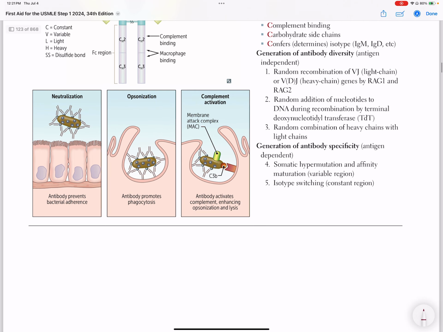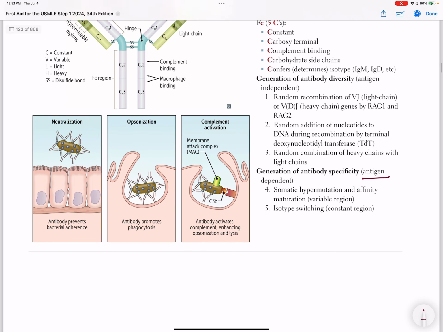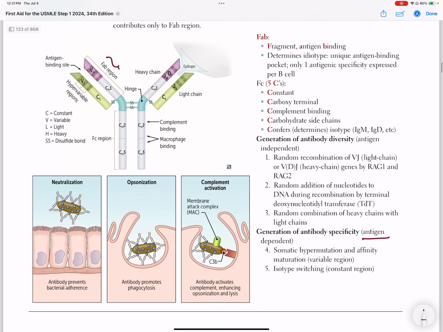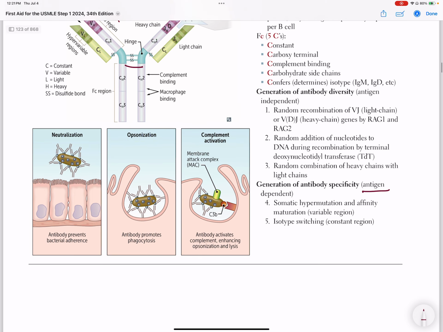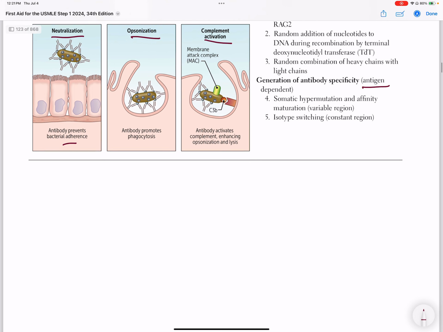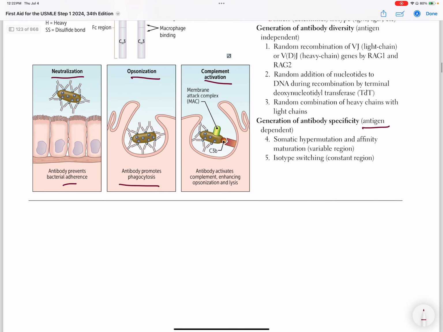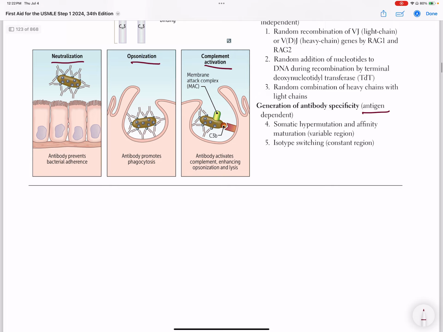Generation of antibody specificity is antigen dependent: somatic hypermutation and affinity maturation in the variable region, while isotype switching is in the constant region. So we have the disulfide bonds. Antibody functions are neutralization, opsonization, and complement activation. Antibody prevents bacterial adherence. Antibody promotes phagocytosis. Antibody activates complement, enhancing opsonization and lysis via the MAC.